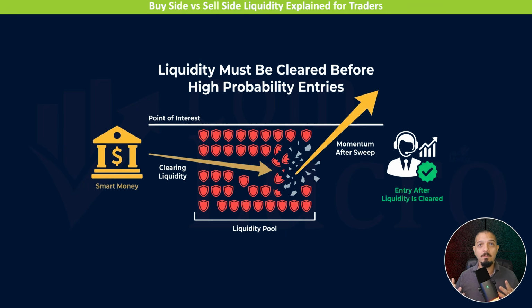When you understand where buy-side and sell-side liquidity sit, the market stops looking random. Every breakout and reversal becomes a movement toward liquidity. And once you can see that clearly, you begin trading with structure instead of emotion.